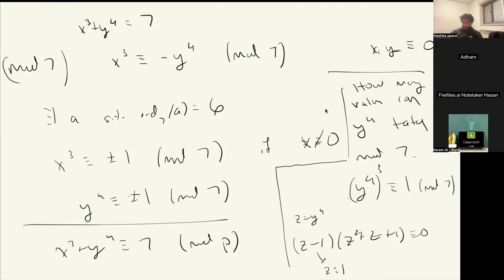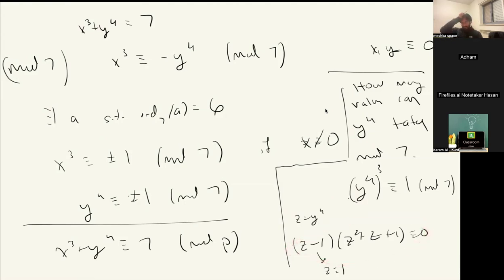So yeah, you can factor it if you just found one solution. But actually, I don't want to go that route. There's actually an easier way to understand how many values y to the fourth can take. So we can now deduce that there are at most 4 values. Oh, sorry, yeah. So there should be at most 4 values.